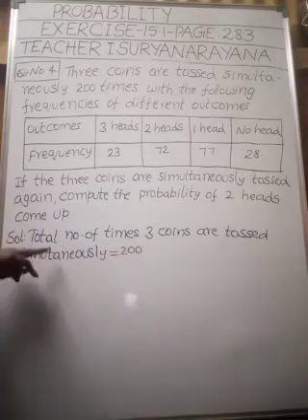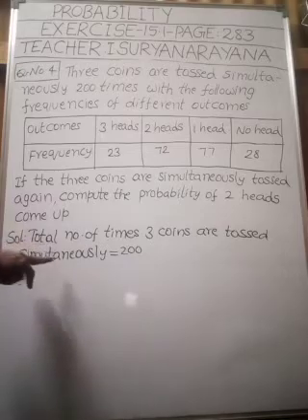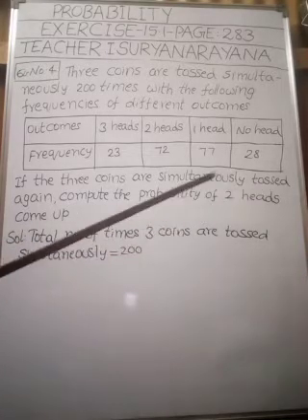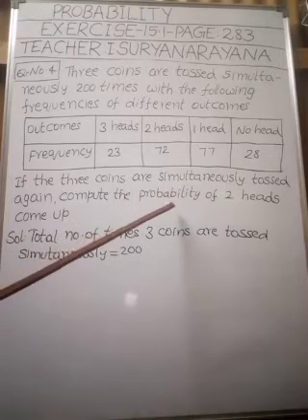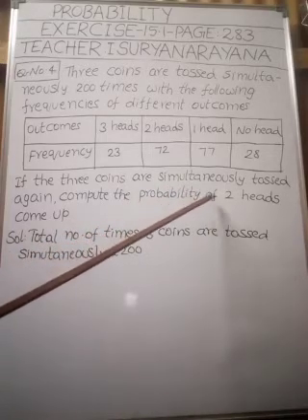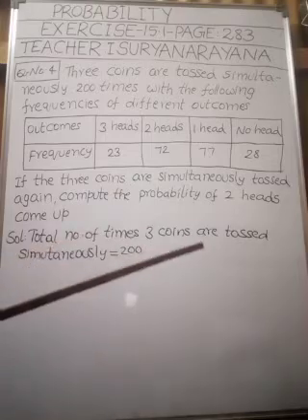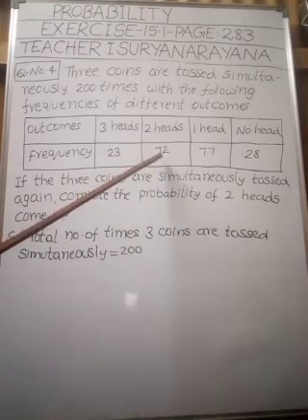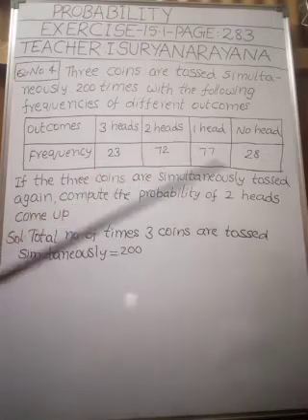That is equal to 200. Understood this step, my children? Right. Now, come to the event. For which event you have to find the probability of two heads come up. How many times are we getting two heads up? 72 times. Yes or no, my children?